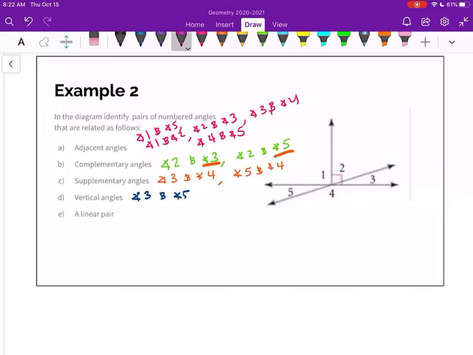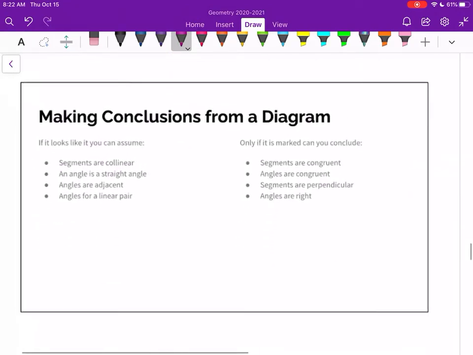Okay, and then my last example is a linear pair. So it just asks for one linear pair. So if I look at a line, I can do 5 and 4, or I could also do 4 and 3. Okay, so angle 5 and angle 4, or angle 4 and angle 3. Great.